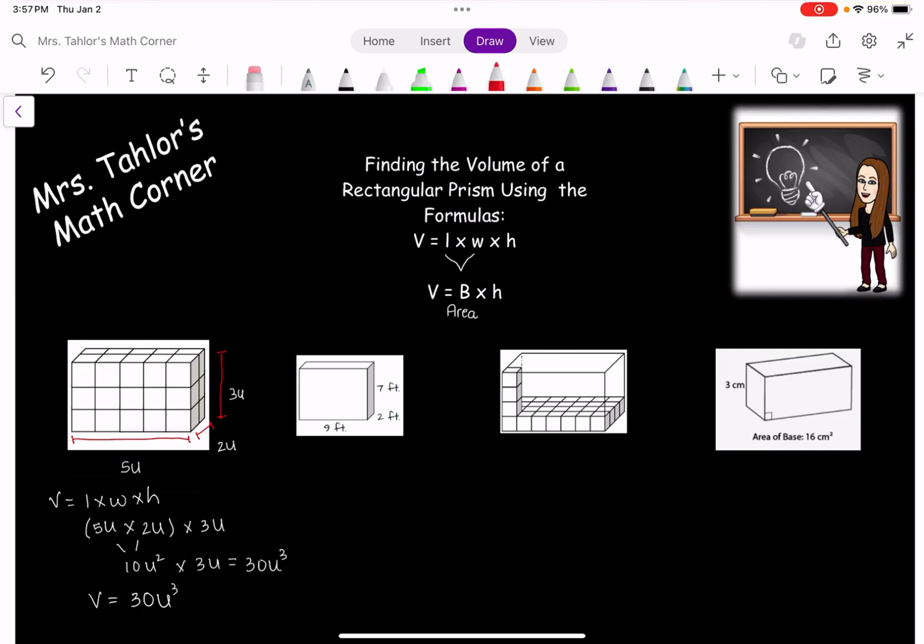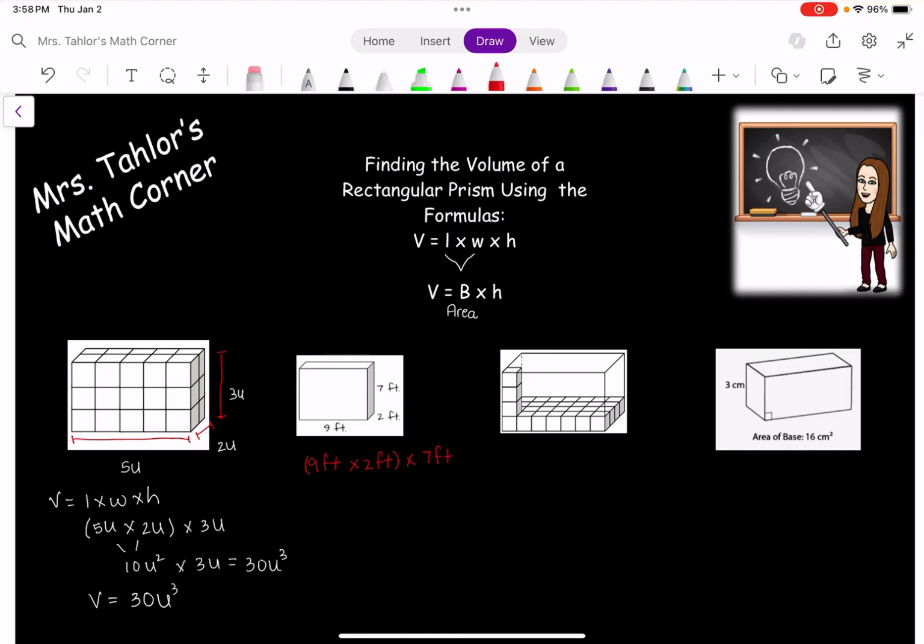For our second shape, we're already given the measurements of 9 feet, 2 feet, and 7 feet. So we'll follow the same formula. Our length is going to be 9 feet times our width of 2 feet. I'll put them in parentheses, times a height of 7 feet.